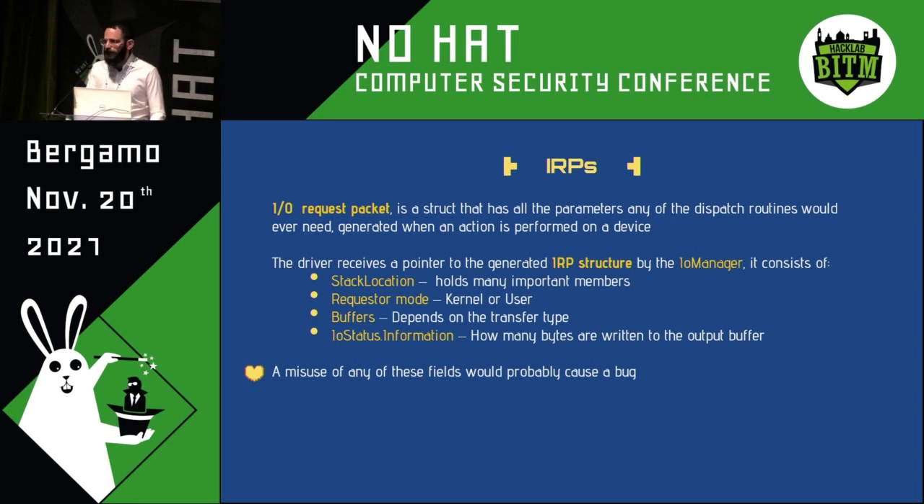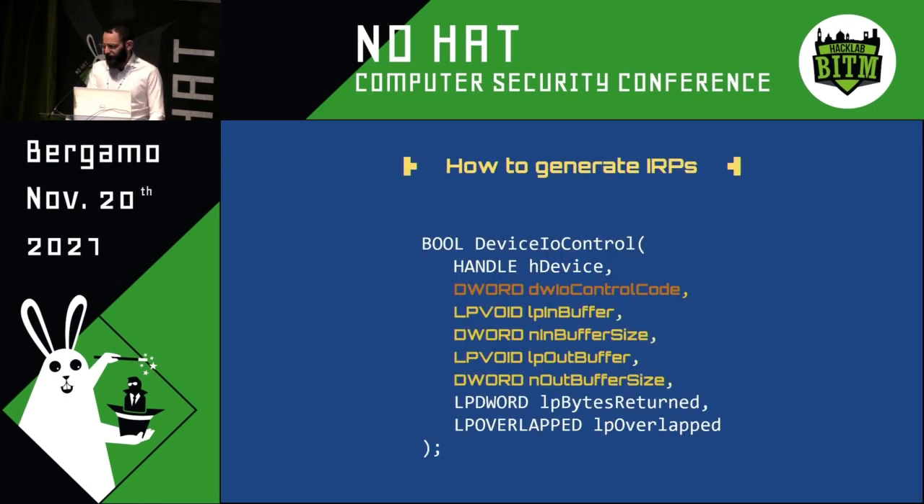And every misuse of one of those parameters would arguably cause a bug. So driver developers must be super aware what any member of that is doing, unless they want, of course, to uncover some bugs to their clients. So how can we generate an IRP?